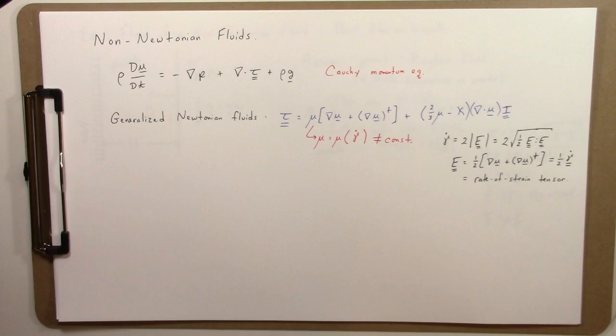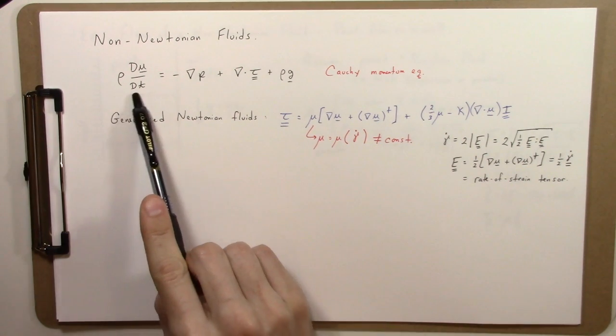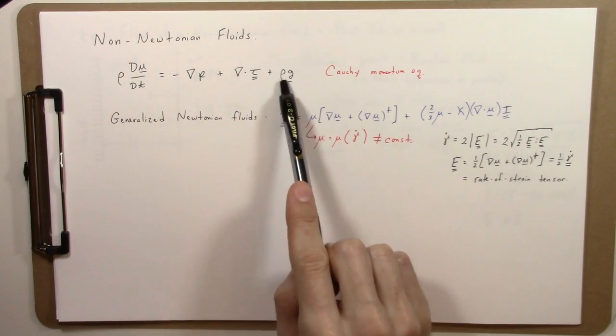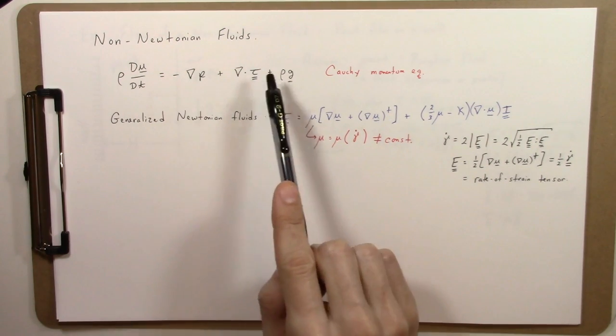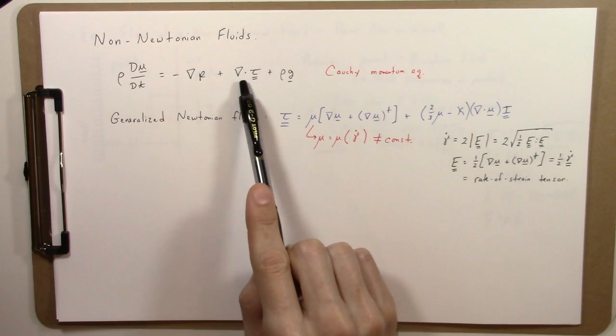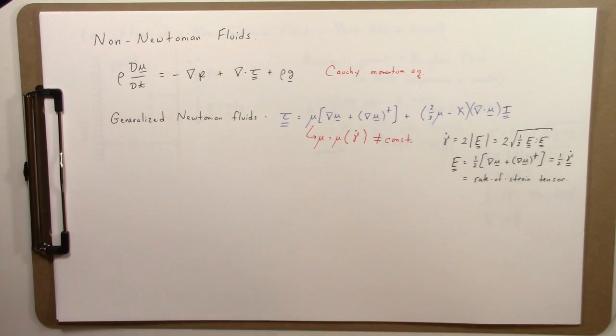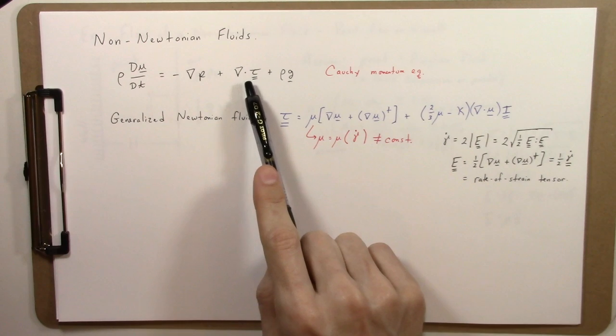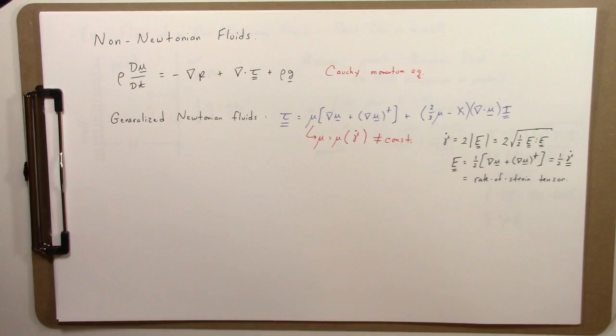Instead, the analysis begins with the Cauchy momentum equation, shown here. We have the inertial term still on the left-hand side, balanced by the sum of the forces: pressure gradient, gravity, and viscous stresses due to deformation. The difference here is that for non-Newtonian fluids, the stress in the fluid is not proportional to the rate of deformation as it is for a Newtonian fluid.